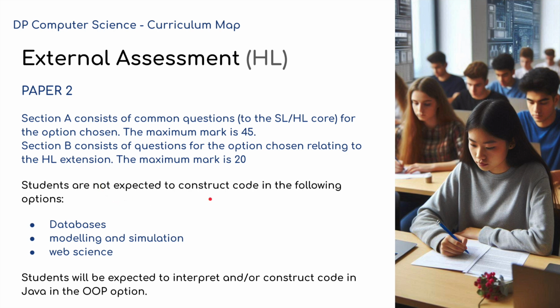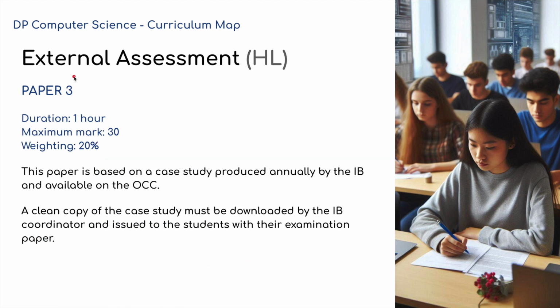Students are not expected, as before, to construct code for these chosen option units, but to construct Java code if they've chosen the object-oriented programming option. Paper 3 takes 1 hour, maximum marks 30, and its weighting is 20% of the final mark. The paper is based on a case study produced annually by the IB and available on the OCC.